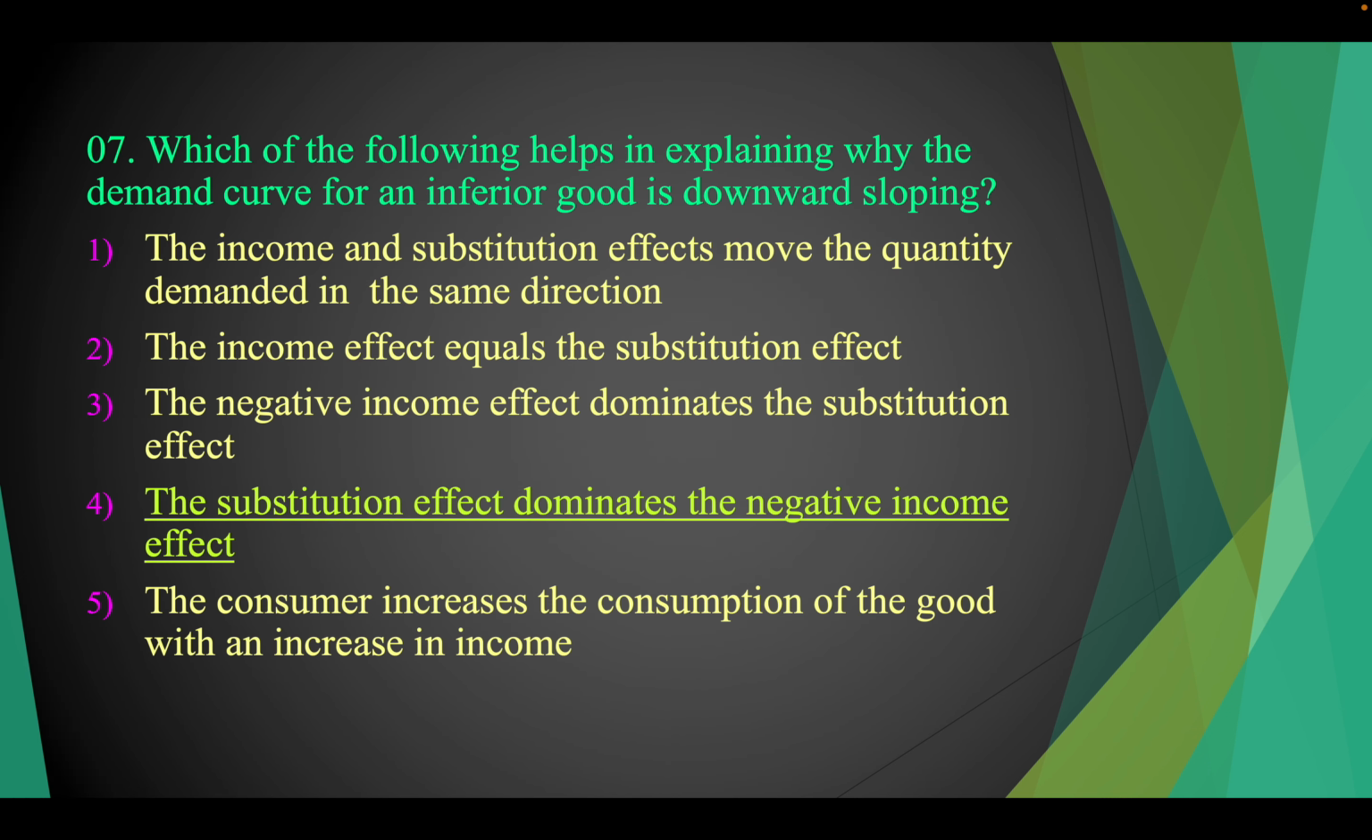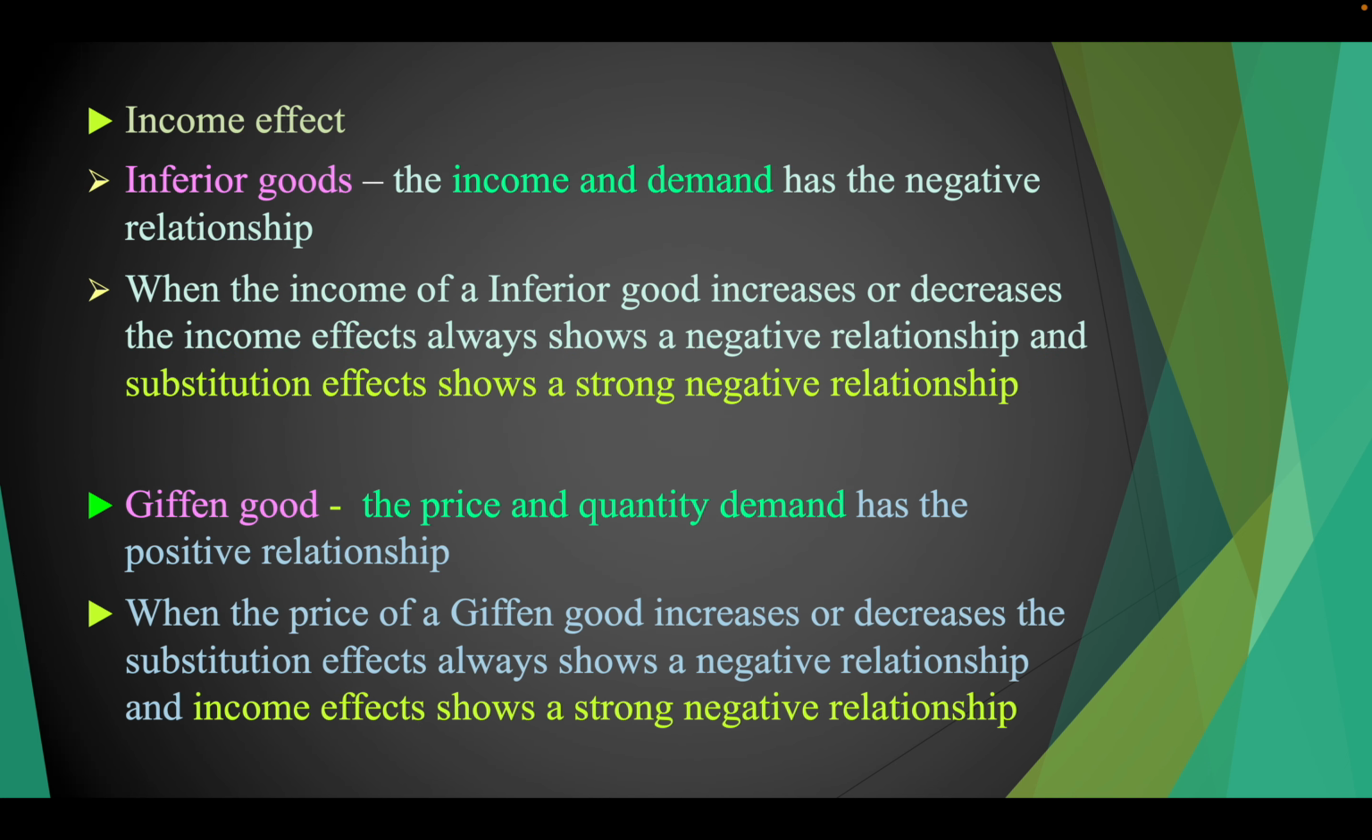Then the 7th question: which of the following helps in explaining why the demand curve for an inferior good is downward sloping? So, children, first of all we have to find out what an inferior good is. We should have that knowledge. For an inferior good under the income effect, there is a negative relationship between income and demand. That means when your income is increasing, the demand decreases, and when income decreases, the demand increases.